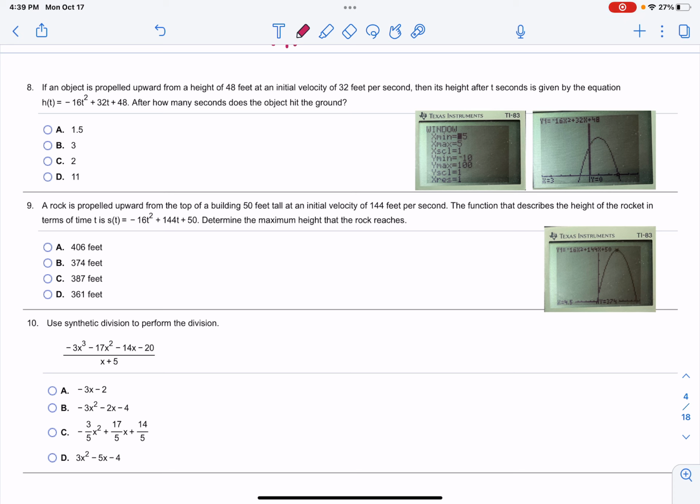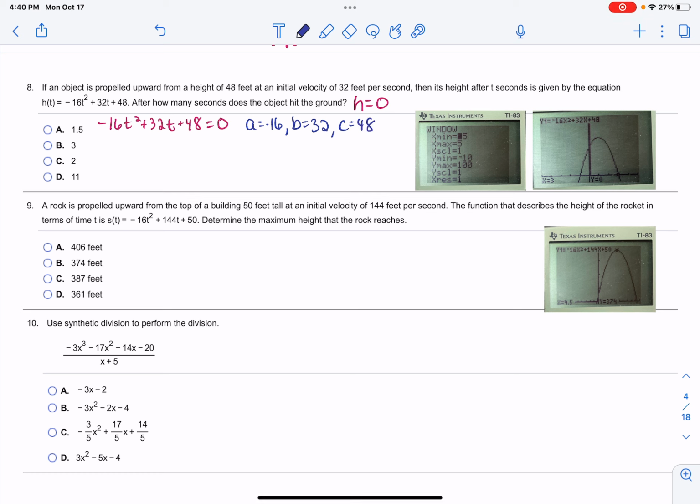To determine when an object hits the ground using this model equation, the object hits the ground whenever the height is equal to 0. So we're going to set the whole equation for height, which is negative 16t squared plus 32t plus 48, equal to 0. This is a quadratic equation. So one way to solve a quadratic equation is by using the quadratic formula. Other times you can factor if possible and set each factor equal to 0. So I'm going to use the quadratic formula where a is going to equal negative 16, b is equal to 32, and c is equal to 48.